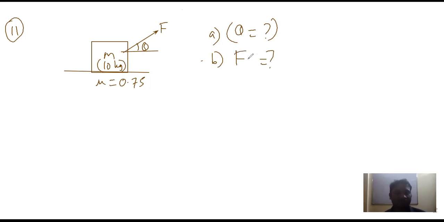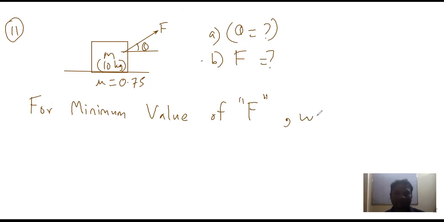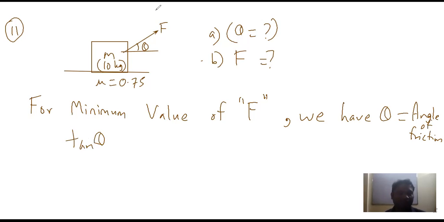So let us try to solve this. In this case, we have to move the block with minimum force. In that case, we can say the block can be moved with minimum force if the force is applied at the angle of friction. So for minimum value of F, we will apply force at angle theta, which is the angle of friction. Angle theta will be what? Angle of friction.